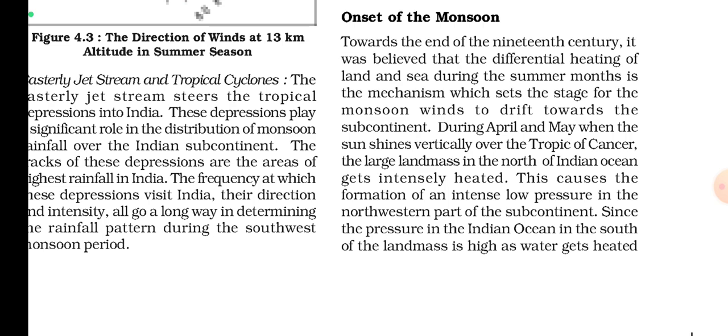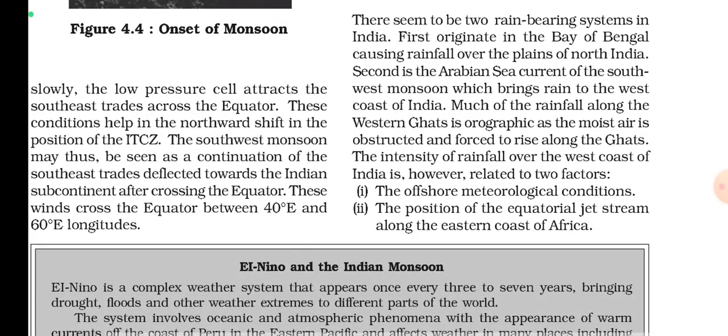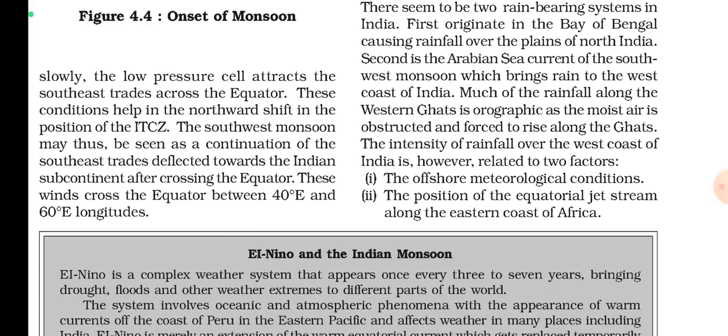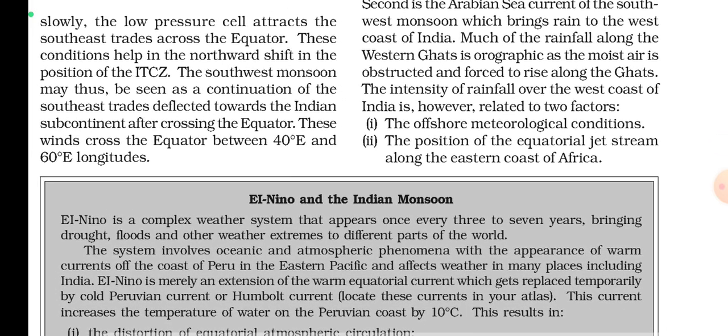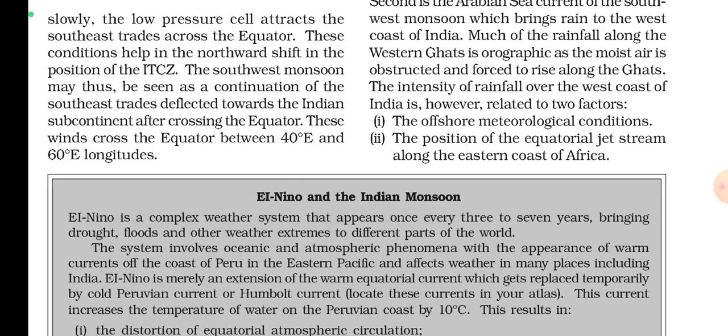Since the pressure in the Indian Ocean in the south of the landmass is high as water gets heated slowly, the low pressure cell attracts the southeast trades across the equator. These conditions help in the northward shift in the position of ITCZ. The southwest monsoon may thus be seen as a continuation of the southeast trades deflected towards the Indian subcontinent after crossing the equator. The winds cross the equator between 40 degrees east and 60 degrees east longitudes.